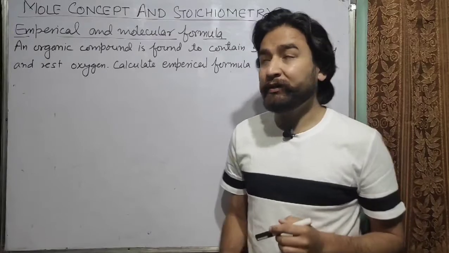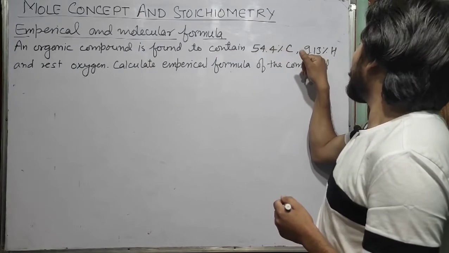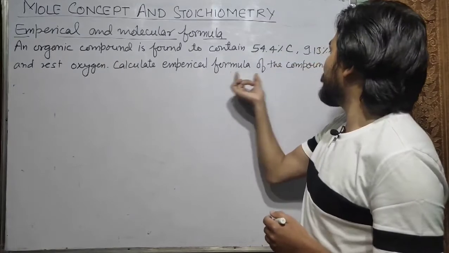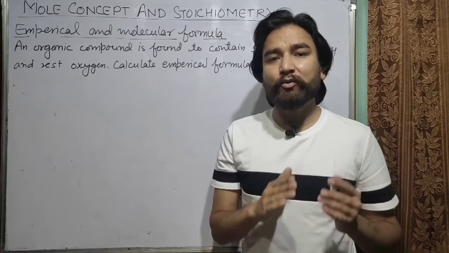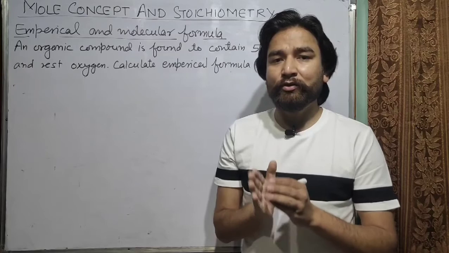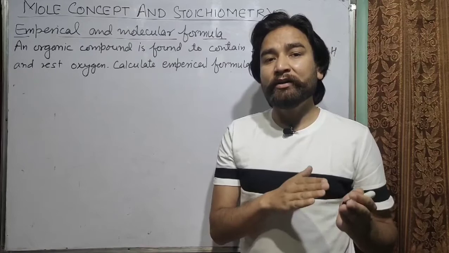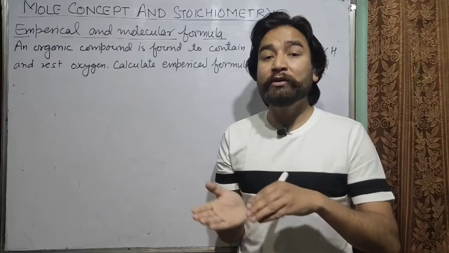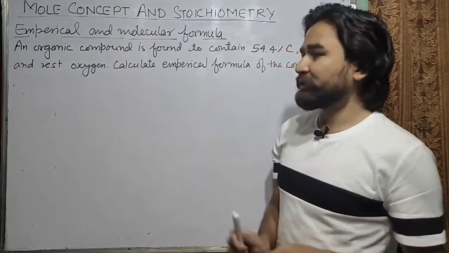So we have a question here, that is an organic compound is found to contain 54.4% carbon, 9.13% hydrogen and rest oxygen. Calculate empirical formula of the compound. So how can we calculate the empirical formula of a compound with the help of percentage composition? The first question is, is it possible? So in previous class, that is in class 9th, we have learned how to calculate the percentage composition with the help of formula of a compound. So now we are going to do the reverse of that. We are going to calculate the empirical formula with the help of percentage composition.